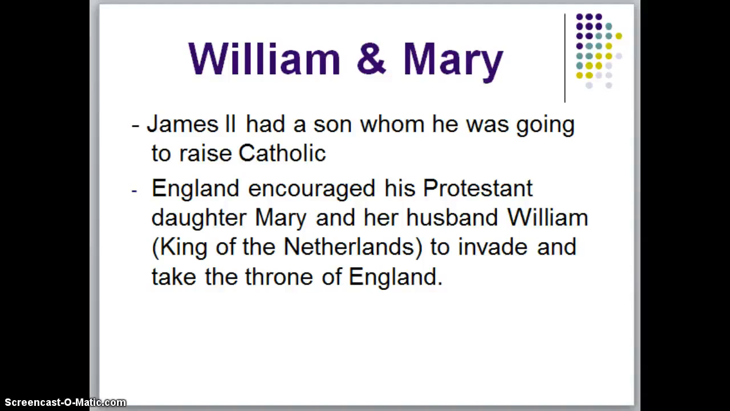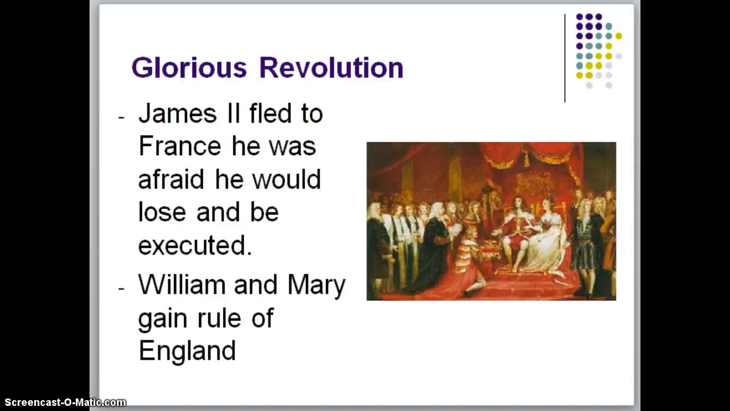So the people of England encouraged James II's Protestant daughter Mary and her husband William, who was the King of the Netherlands, to invade England and to take the throne of England from her father. William and Mary are going to accept this. They're going to head to England.